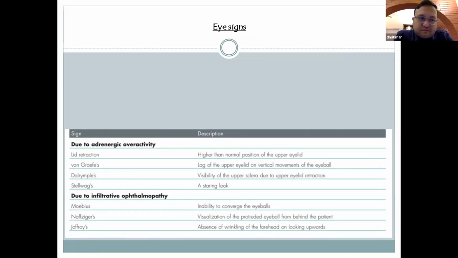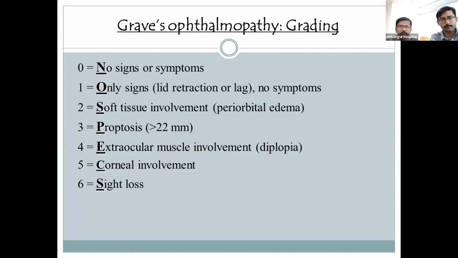And due to infiltrative ophthalmopathy, we have the Moebius sign, that is inability to converge the eyeballs. The Naffziger sign, that is visualization of the protruded eyeball from behind the patient, and the Joffroy sign, which is absence of wrinkling on the forehead on looking upwards. Now, Graves' ophthalmopathy has a grading. This grading has the mnemonic NO SPECS, where from 0 to 6 we have the grading, 0 being no signs or symptoms, and 6 being complete eye loss. Proptosis, as seen here, has a fixed definition of more than 22 millimeters.